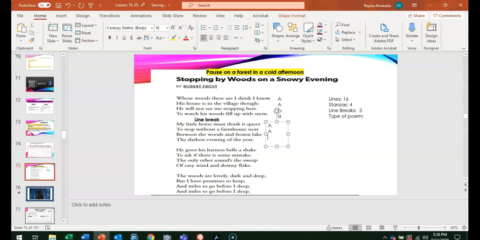What about lake? Lake and queer. Do they rhyme? No, so that's already letter B. Yes, good job. Remember, if it doesn't rhyme, you have to find a new family, and after A, it's letter B.